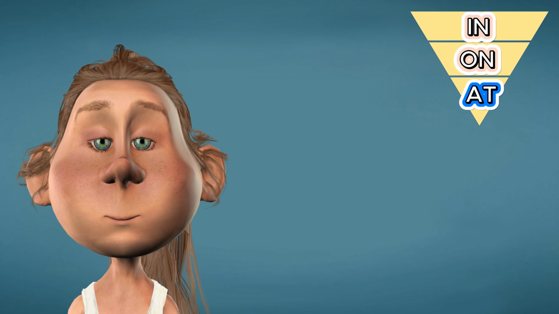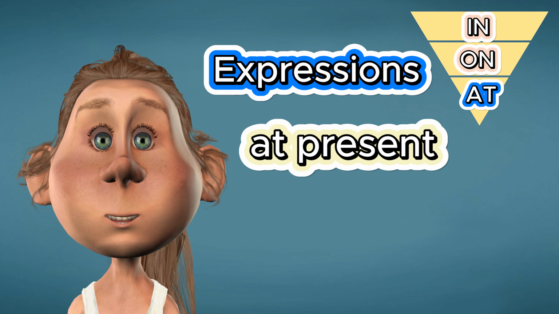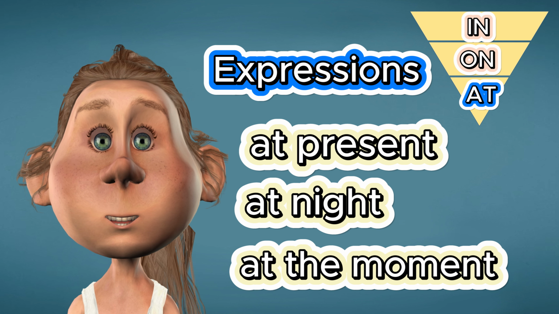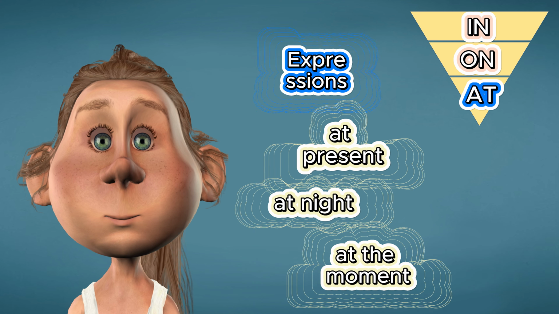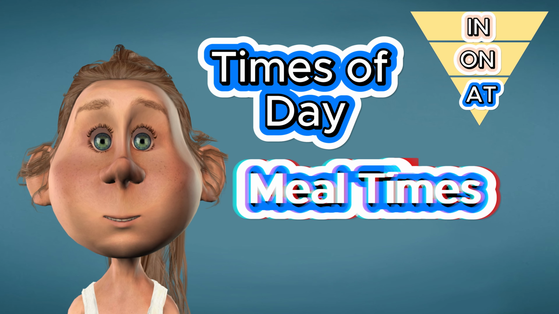And lastly, expressions. We are using the preposition of time at in an expression, such as at present. That is specific. At night and at the moment. I am so happy at the moment. Once again, we are using the preposition of time at for the times of the day, for meal times, and for expressions.